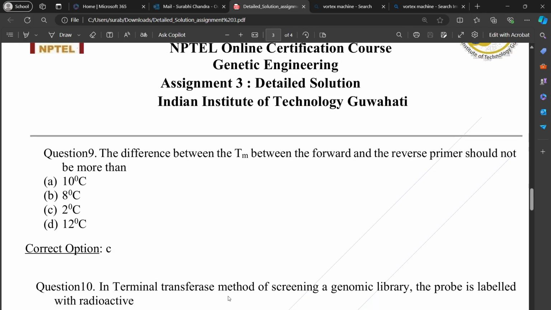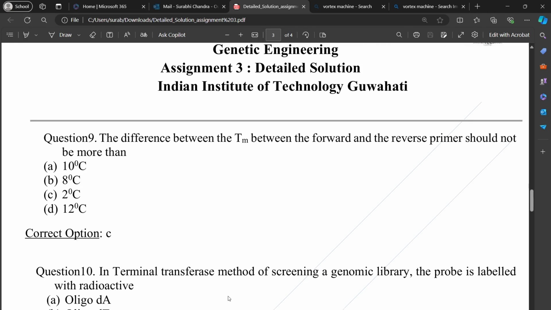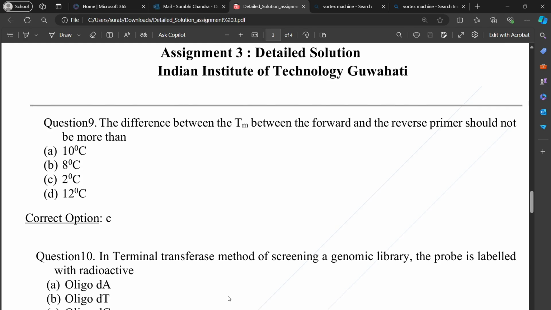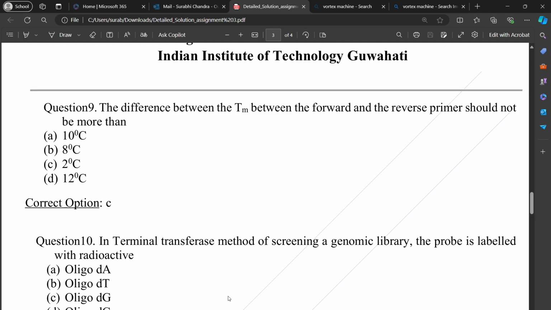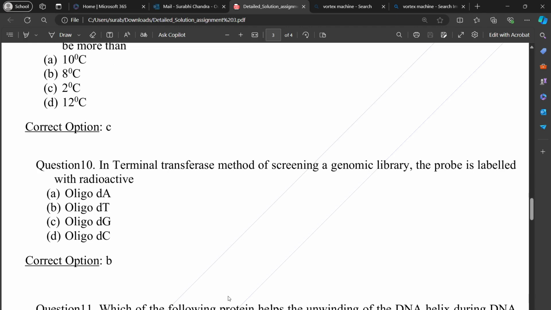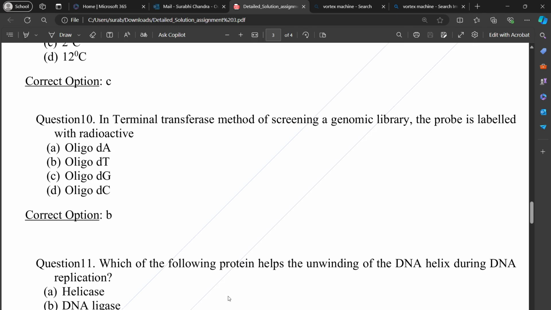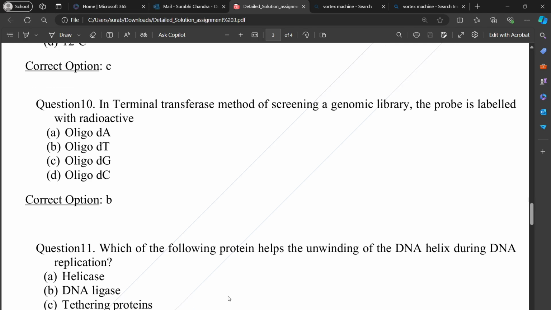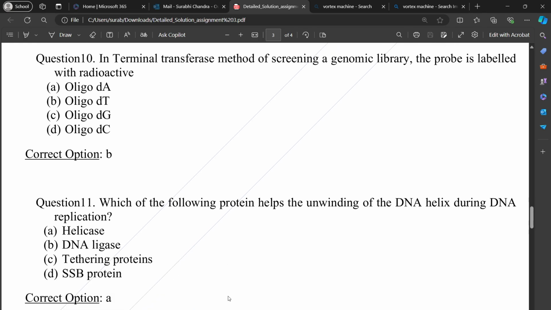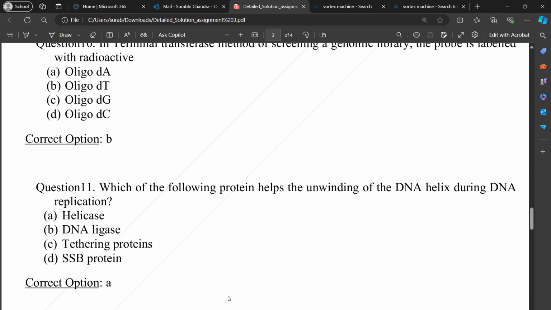Now, in the terminal transferase method of screening a genomic library, the probe is labeled with radioactive. It's a very direct question because the poly tail is there. So what would be the probe? Yes, good. Again, this is from DNA replication: which of the following proteins helps unwind the DNA helix during DNA replication? Something that is breaking the helix will be good. Very good. So DNA ligase will be joining.